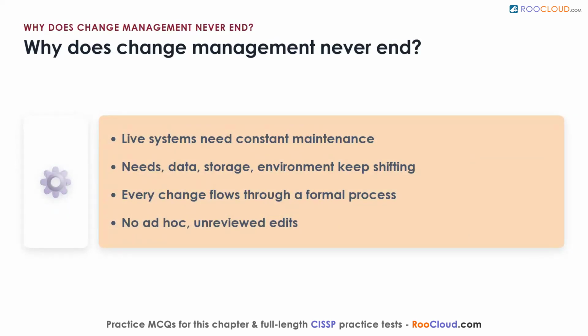Think of it as a test drive on a closed course before the car is ever sold. Why does change management never really end? Because the moment a system goes live, its maintenance begins and never stops. Operational needs, data volumes, storage, and the surrounding environment all keep shifting. So you need a skilled support team ready for both routine and surprise upkeep. Every change to the code must flow through a formal change management process rather than happening ad hoc, so nothing slips in unreviewed. Think of it like maintaining a bridge. It carries traffic for decades, but only because crews inspect and repair it on a disciplined schedule.